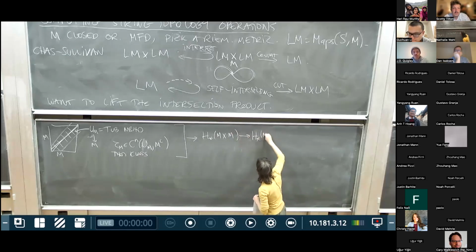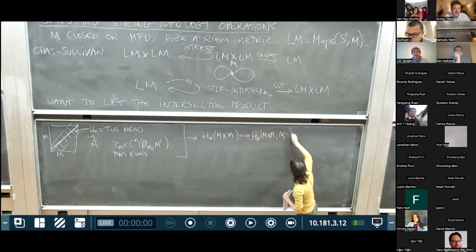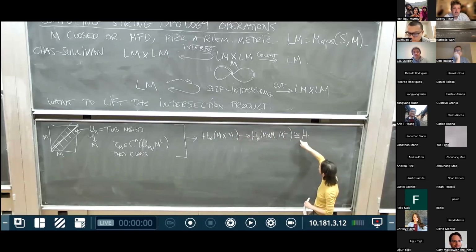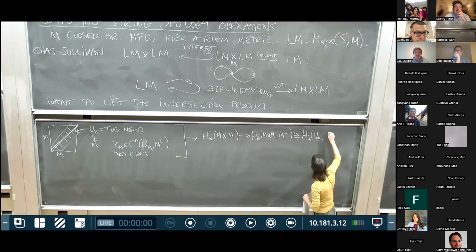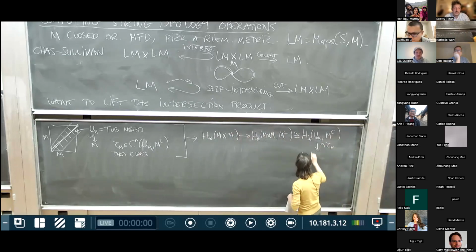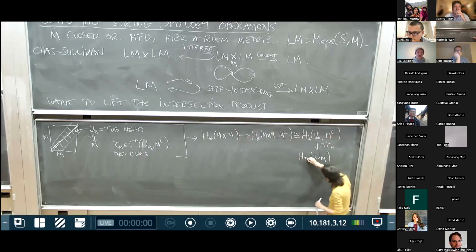So you go relative to a complement of your diagonal. You use excision to go to the subspace defined by the neighborhood, and then you can cap with your Thom class. And that takes you back into a non-relative homology class. You lose some degree, and this is now isomorphic to the homology of M.